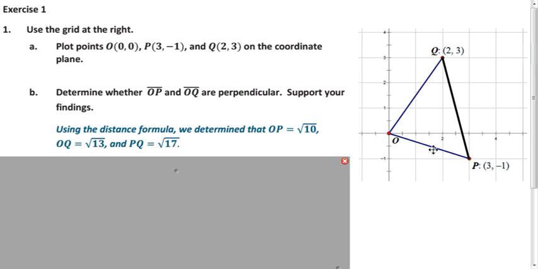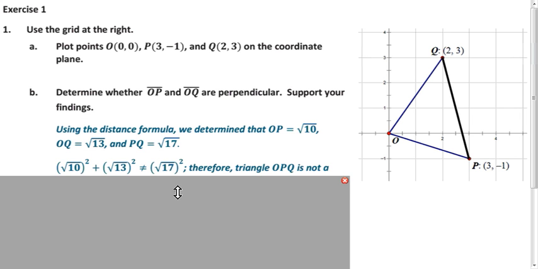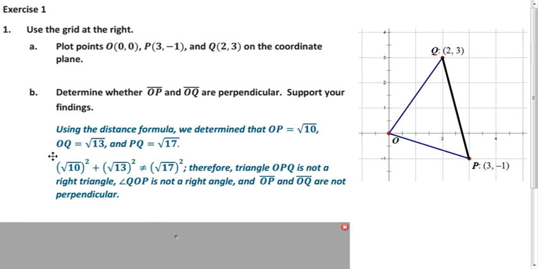And in this case, if you had ended up with a hypotenuse that was smaller than one of the other two sides, you know it couldn't be a right angle because you can't have a leg that's longer than a hypotenuse. So PQ or QP is square root of 17, but when we plug into our formula, we would end up, when we simplify, with 10 plus 13, which is 23, and 23 does not equal 17. So it's not a right triangle.